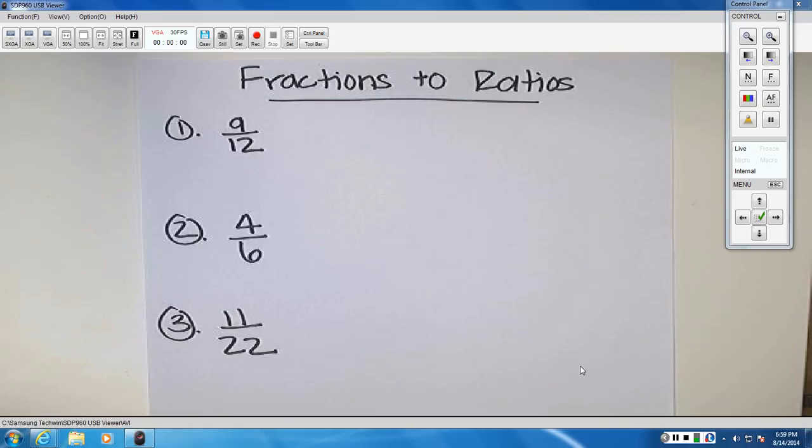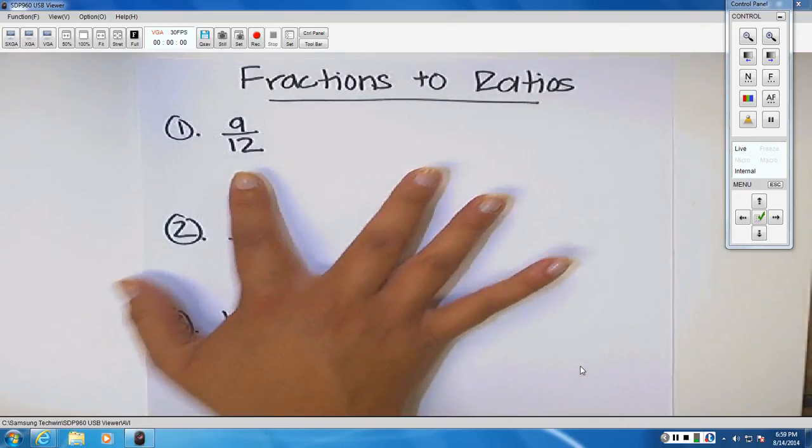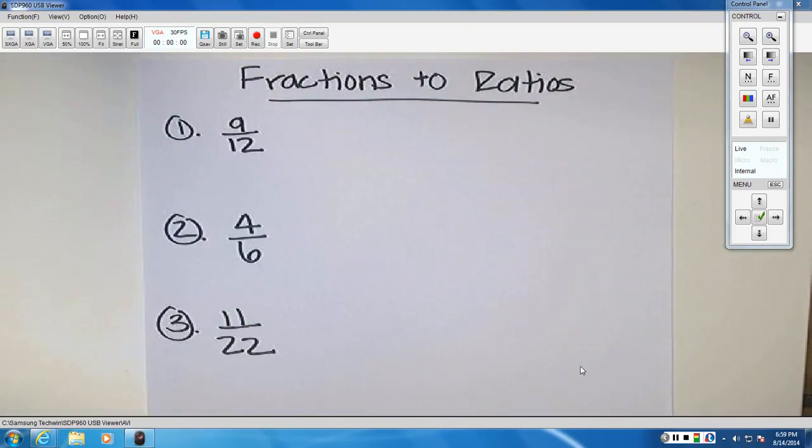But we're just going to jump right in. Again, I'm working some of the problems that you will come across on the worksheet for Chapter 4 ratios. So the very first section of that worksheet is: change the following fractions to ratios and make sure you reduce to the lowest terms. The very first one, number 1, is 9/12, and we want to turn that fraction into a ratio. The first thing I want to do is reduce that.